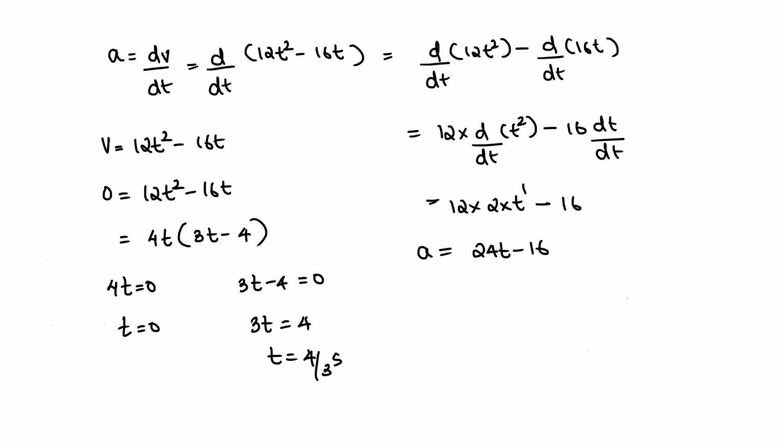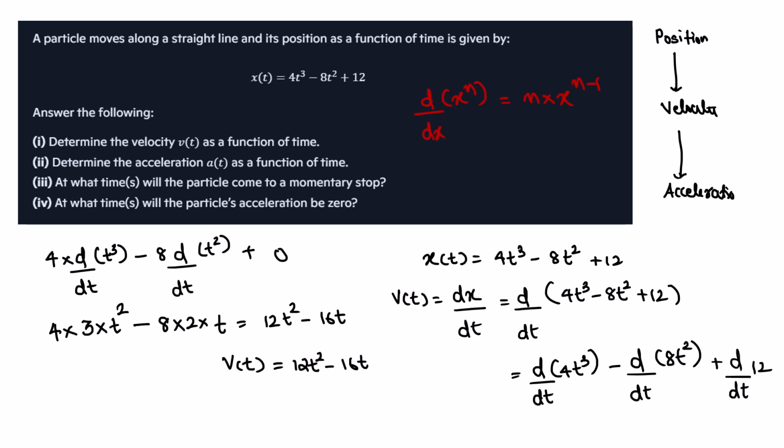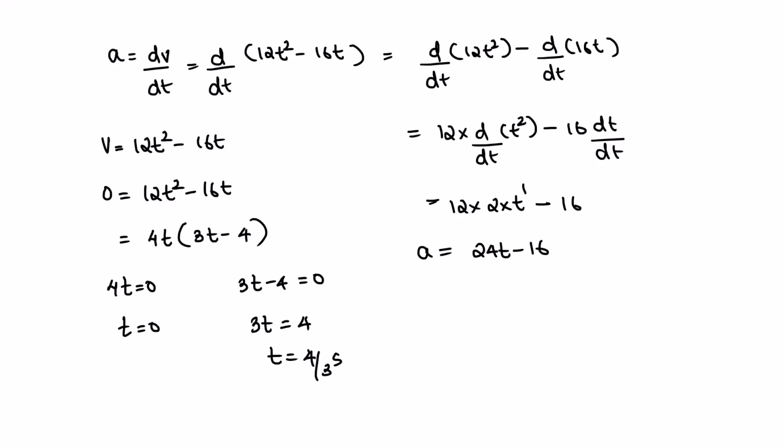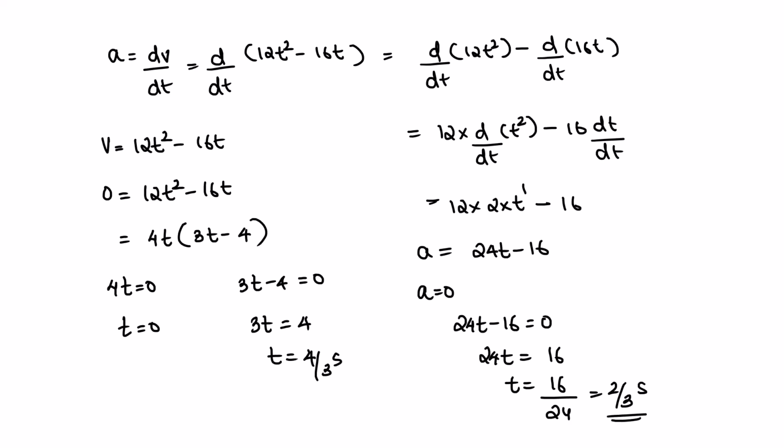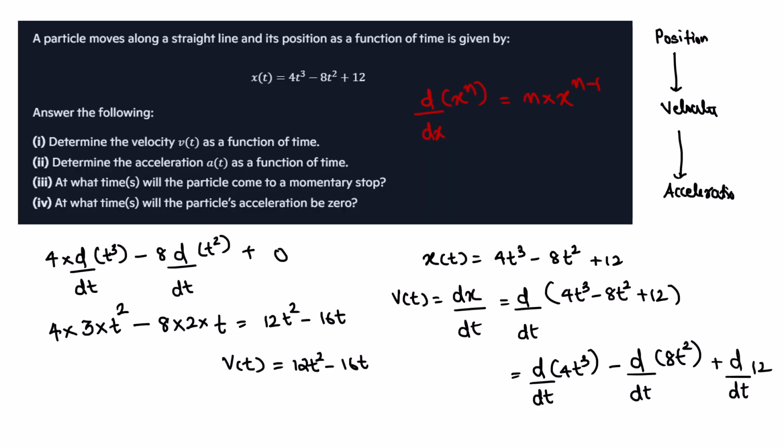Fourth question: at what time will the particle acceleration be 0? That means at what time acceleration becomes equal to 0, that is a equal to 0. That is 24t minus 16 equal to 0, that is 24t equal to 16, so t is equal to 16 upon 24. Both can be cancelled by 8, so you get 2 by 3 second. So at a time 2 by 3 second, acceleration becomes equal to 0. At a time 4 by 3 second, velocity becomes equal to 0. Fine, so we have answered all four subparts of the question.